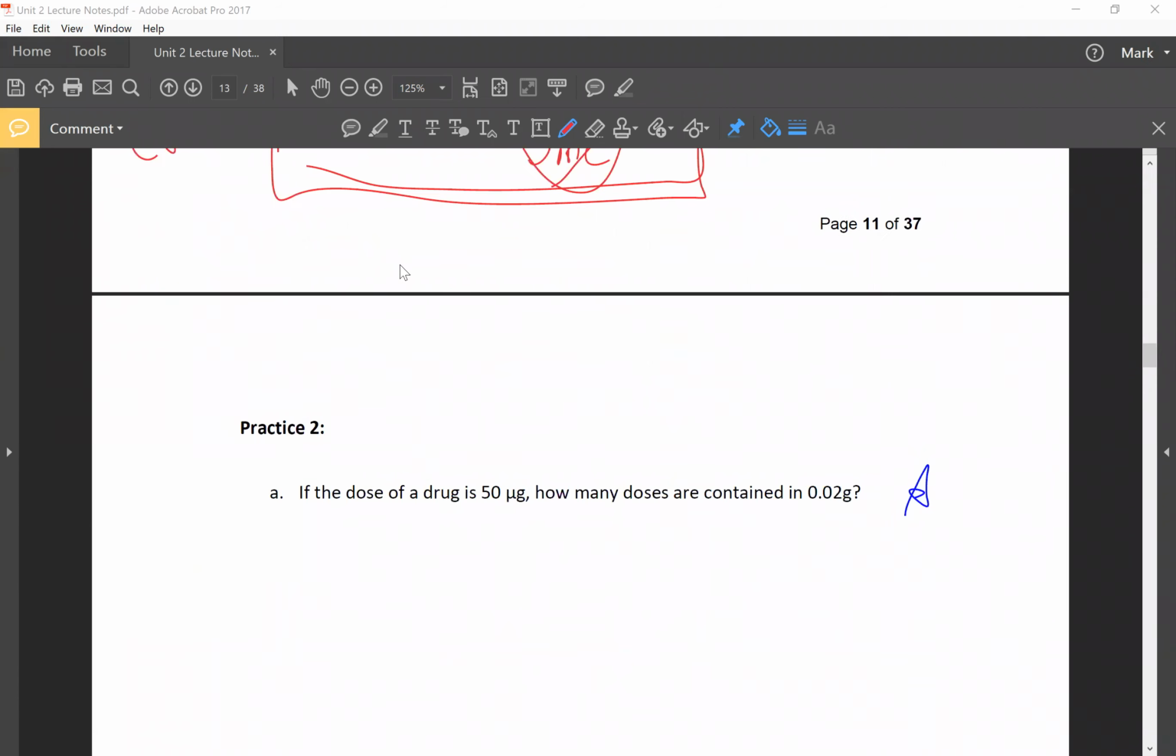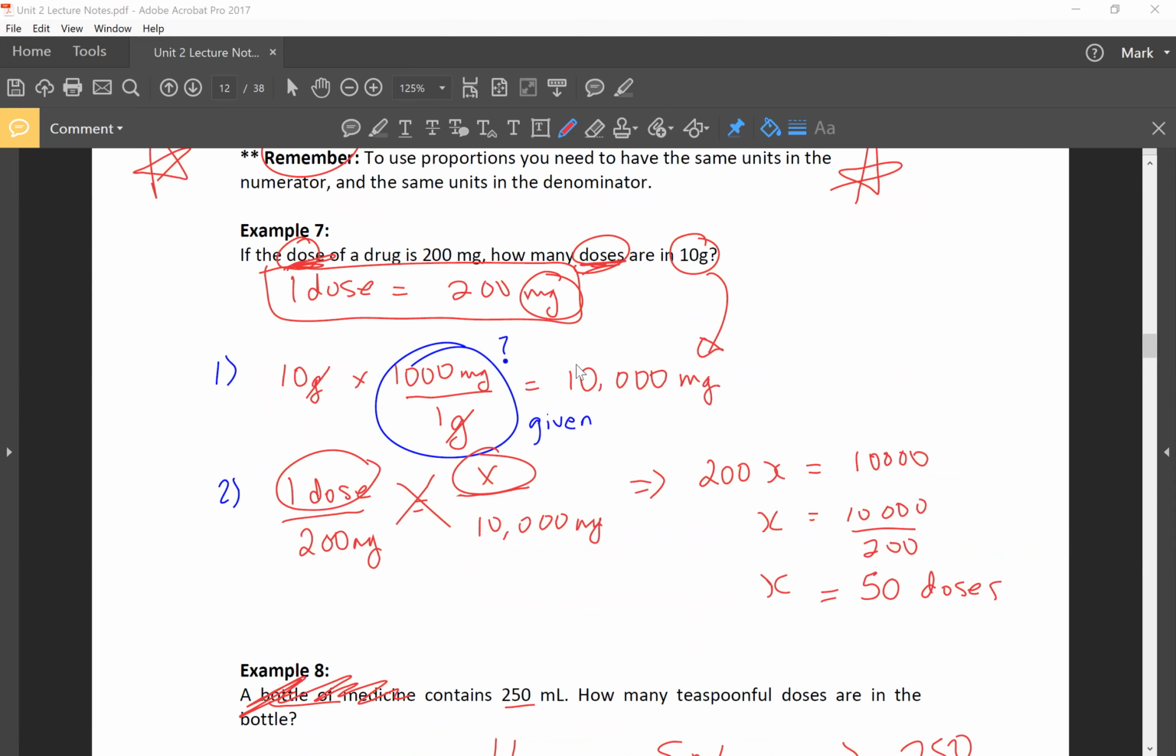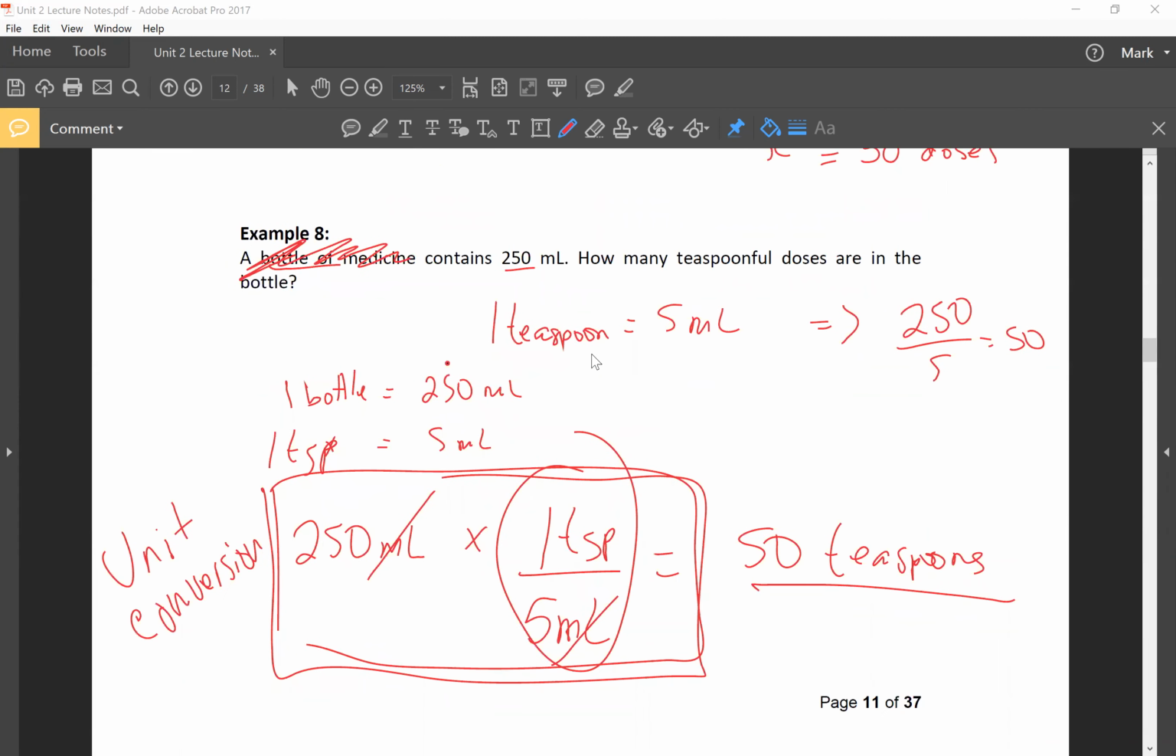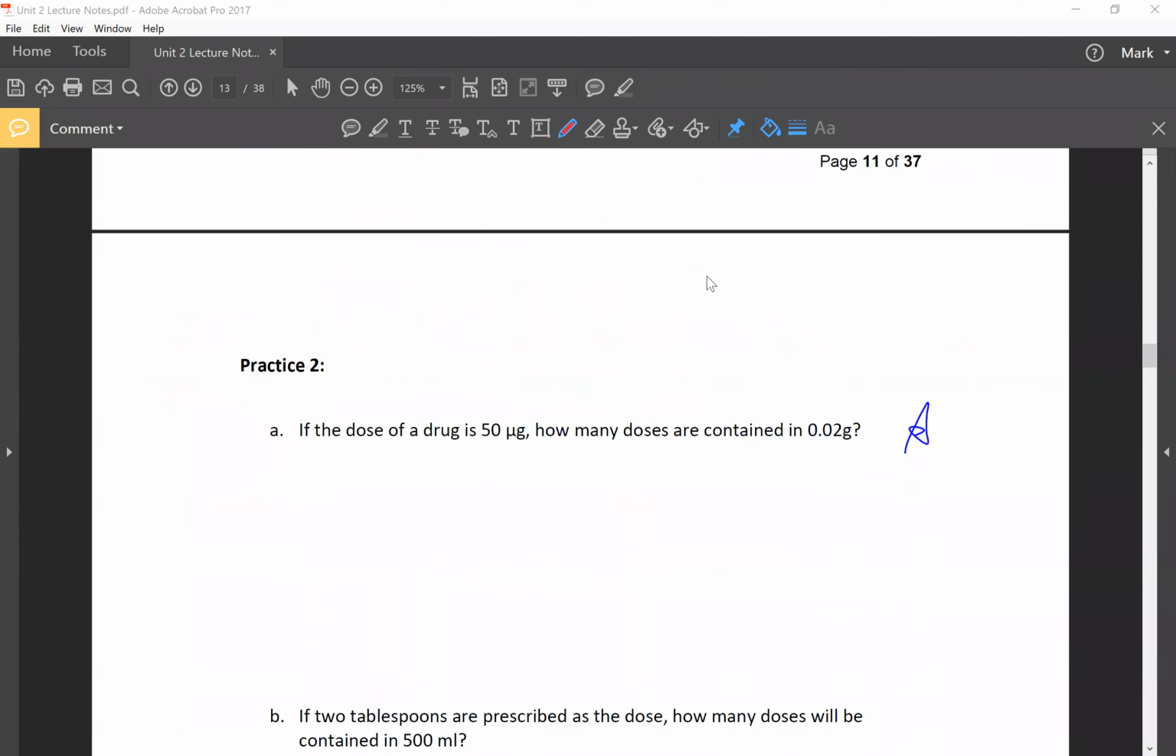All right. Everybody cool with that one? I think example number 8, again, is not a good example. Number 7 is a good example. I think 8 is, again, just straight up unit conversion.